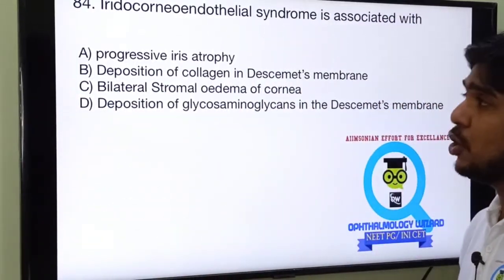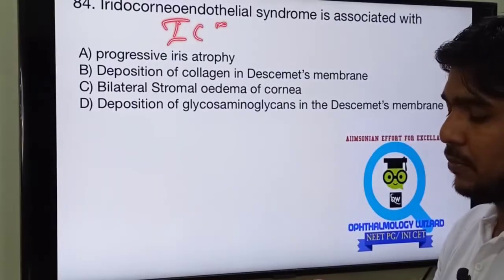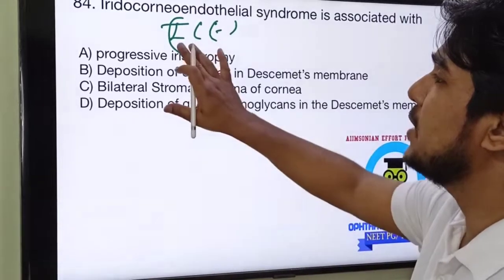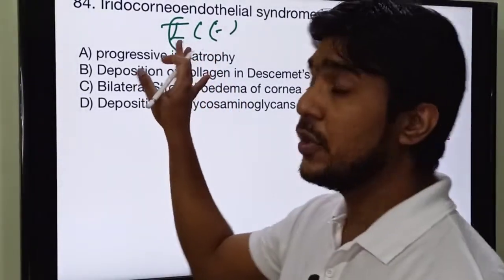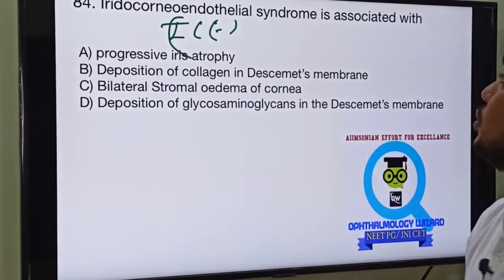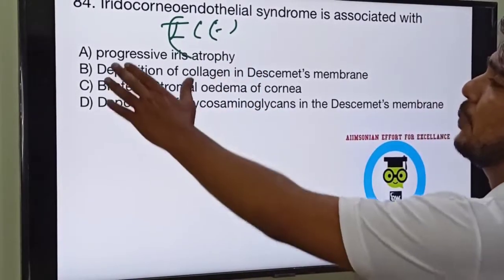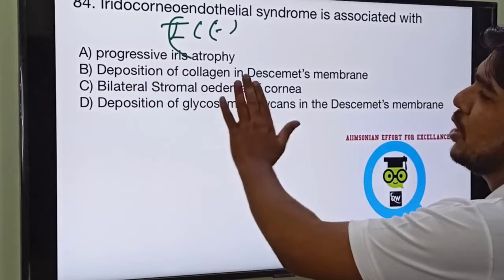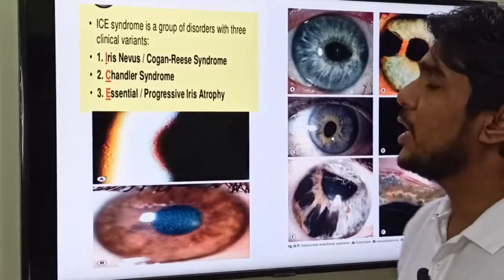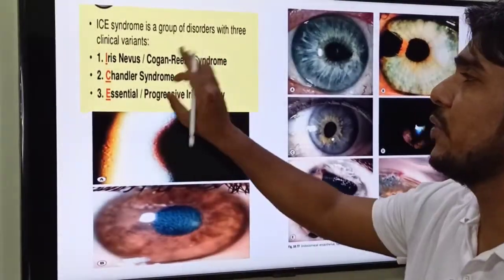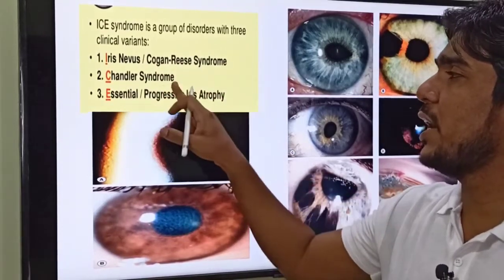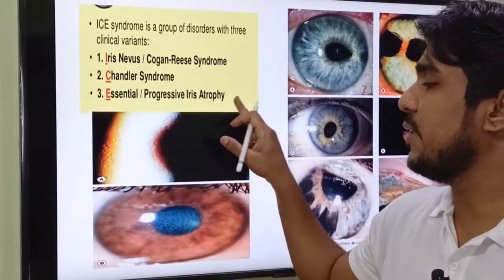Iridocorneal endothelial syndrome, that is also known as ICE syndrome, where there is progressive iris atrophy, Chandler syndrome, and endothelial dystrophy. What is associated with it: progressive iris atrophy, deposition of collagen and basement membrane, bilateral stromal edema, deposition of glycosaminoglycans. Let me tell you, what is this ICE syndrome? It is a group of disorders where the iris is involved, also known as Krukenberg syndrome. C for Chandler syndrome, E for essential progressive atrophy.